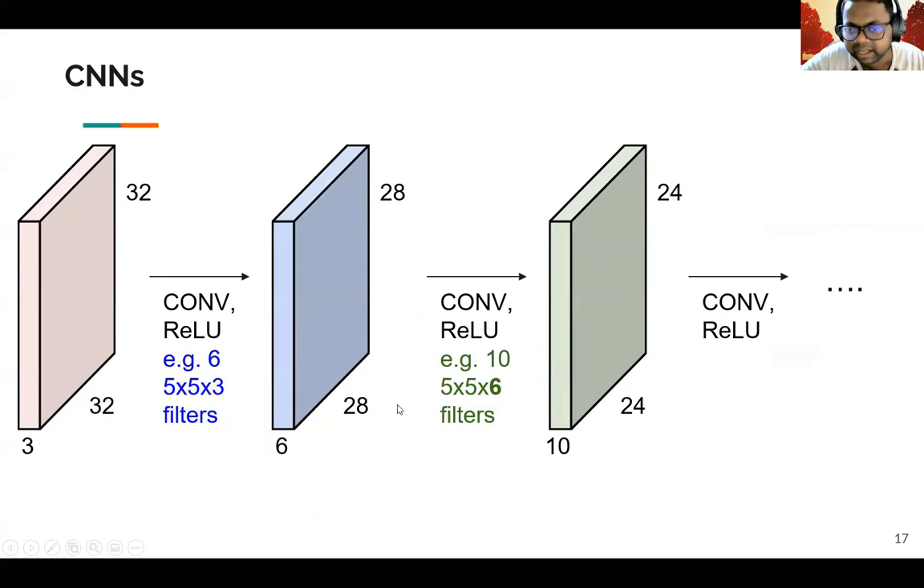You can also apply another layer. Now, instead of 6 filters, you can apply 10 filters. And in the same way, instead of 5 by 5 by 3, it is going to be 5 by 5 by 6 because there are 6 inputs here. And so on. So a series of such convolution layers forms a CNN, or a convolutional neural network.